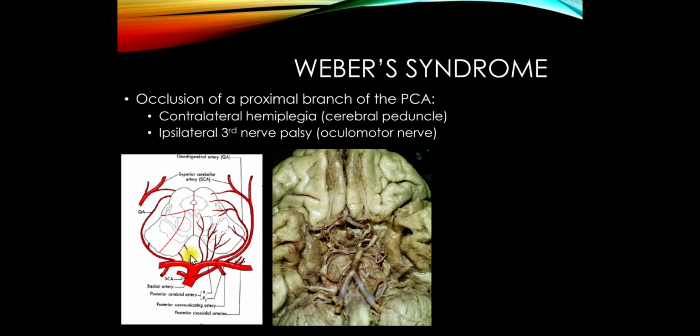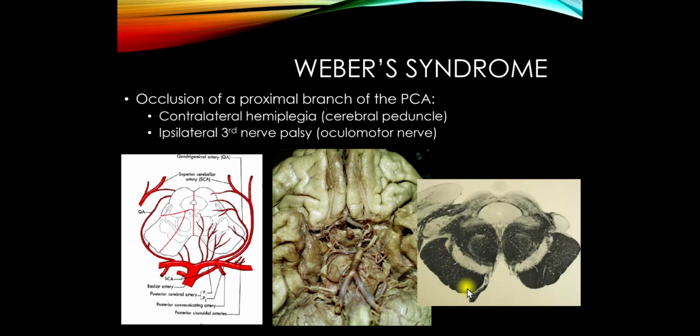So if we have an occlusion of these little branches here, then we tend to get an infarct in this portion of the midbrain. Okay, and so that is going to involve the cerebral peduncle, which we see right here. So that'll give a patient a contralateral hemiplegia. And remember, the third nerve is coming out right here, so we will get an ipsilateral third nerve palsy.